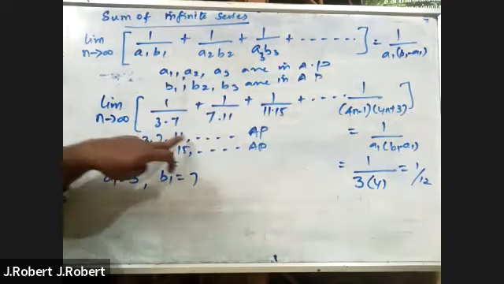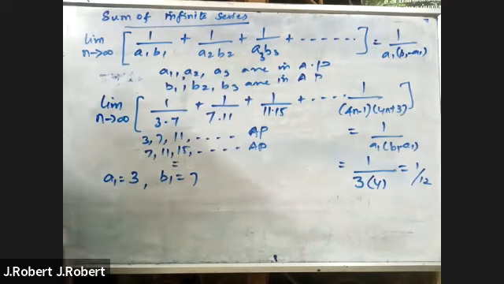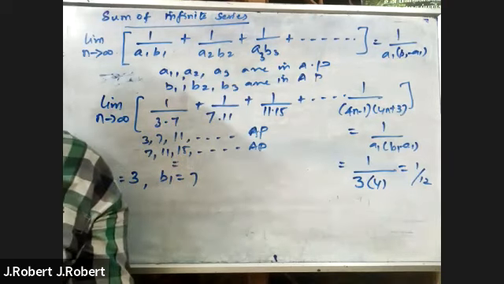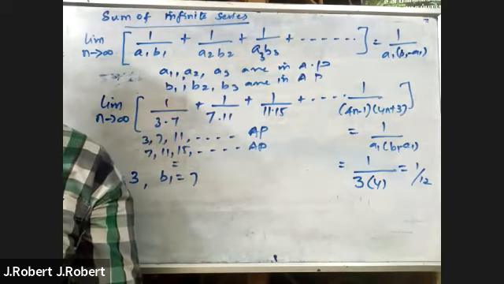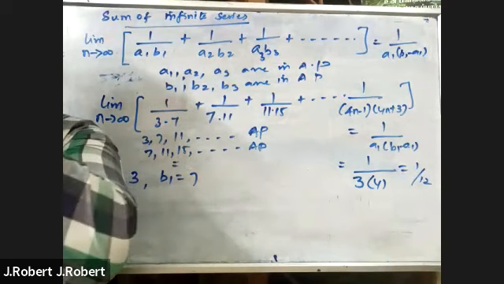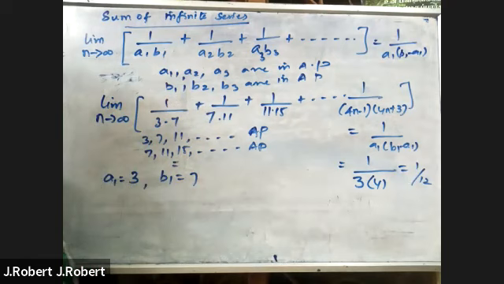7 minus 3 is 4, 11 minus 7 is 4, 15 minus 11 is 4. So first you must check the AP. On seeing it you will know: 3, 7, 11, 15, they are all AP. So immediately you can apply 1 divided by a1 into (b1 minus a1). You just find out the first term of the first series and the first term of the second sequence.